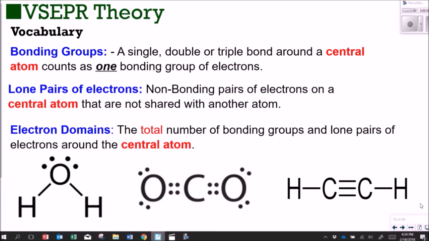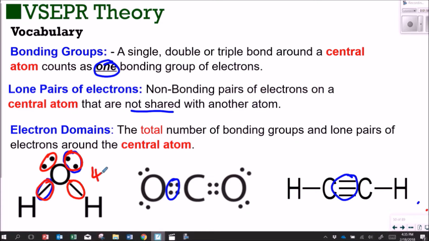Some vocab to be familiar with. Bonding groups: a single, double, or triple bond around a central atom counts as one bonding group of electrons. Lone pairs of electrons are non-bonding pairs of electrons around a central atom, and they are not shared with another atom. Electron domains: this is the total number of bonding groups and lone pairs of electrons around the central atom. In our water molecule, we have 1, 2, 3, 4 electron domains. This carbon atom has 1, 2 electron domains.